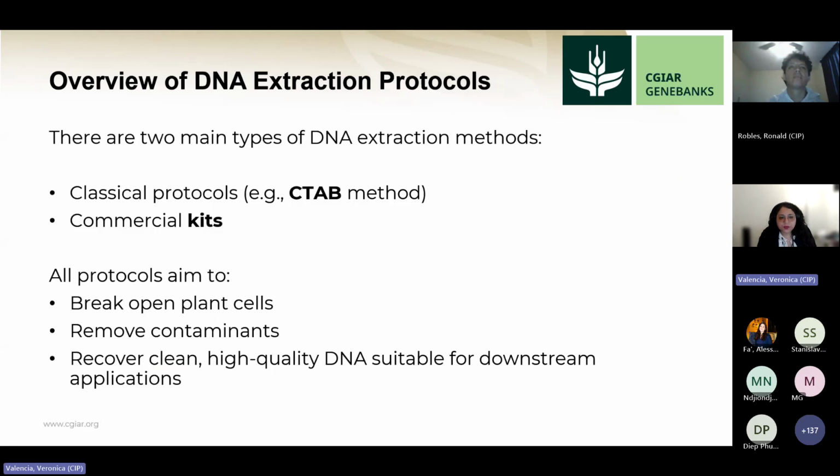So we have two main types of DNA extraction methods. There are others, of course, but a classical protocol is the CTAB method that Ronald already explained the basis of, and commercial kits. But they aim for the same thing, that is, to break open plant cells, remove contaminants, and recover clean, high-quality DNA suitable for downstream applications like, for instance, sequencing or PCR.